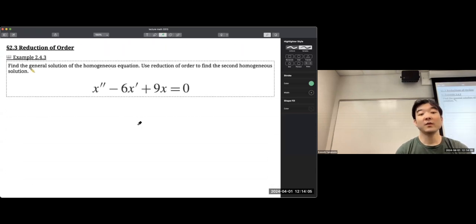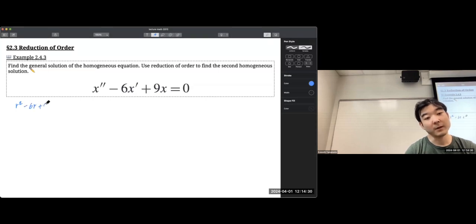So now we're going to move into justifying why we multiply by t for the second homogeneous solution whenever we had repeated roots. Let's go back to when we had constant coefficient differential equations. Of course, we already know how to do this one without using reduction of order, but I want to justify why we ended up multiplying by t.